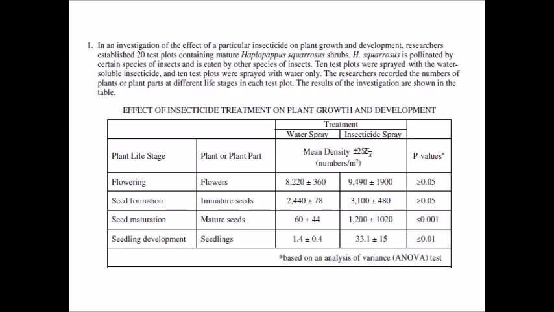Essentially what we want to know is during what part of the life cycle, if any, does the insecticide spray make a difference? So we're looking at essentially the mean number of plants in a certain area, and we compare them. So for example, during the flowering plant stage, there were this many plants in the water spray, this many in the insecticide spray. Yes, there were more in the insecticide sprayed area than in the water sprayed area, but not that many more. And the p-value was greater than 0.05, which means these differences are not statistically significant.